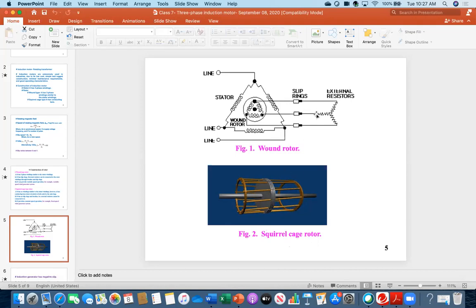So see the difference here. When it is a wound rotor, meaning that it has coils and it has three terminals, you are able to connect an external resistor with the help of slip rings and brushes. Because this is in the rotor circuit, these three things, the slip rings, are moving, but the external resistor is static, outside.